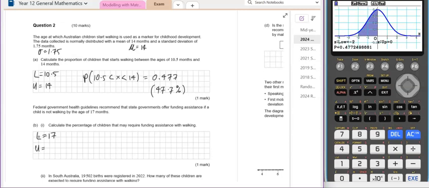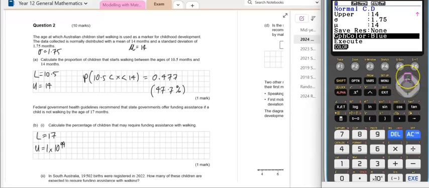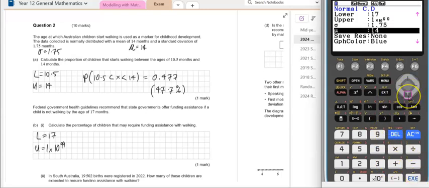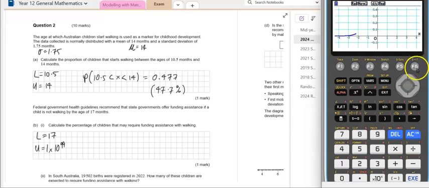There's a few ways of doing it. I always do 1 times 10 to the power of 99. Again, the standard deviation is going to be 1.75, and the mean is going to be 14 months. So just exit out of here and change the lower and upper values. Lower is now 17. Upper is now 1 times 10 to the power of 99. And toggle down. And again, we'll draw that.